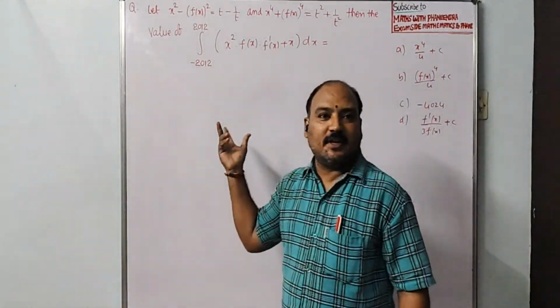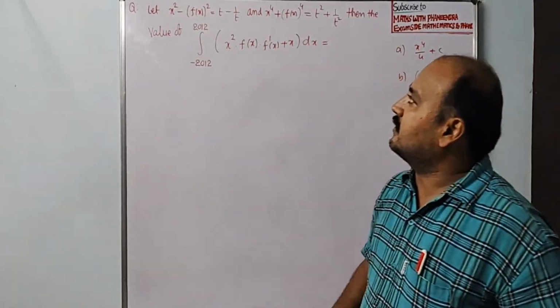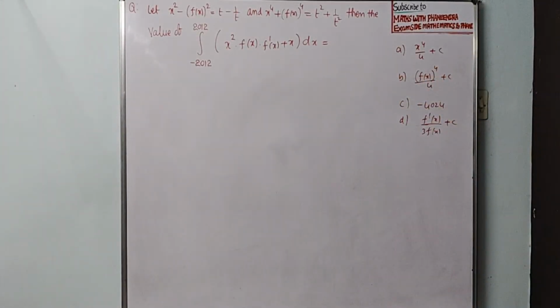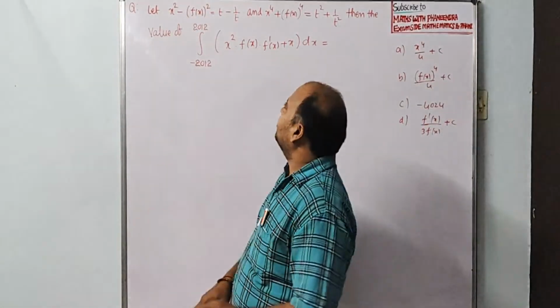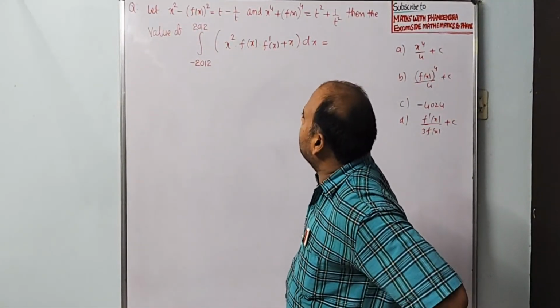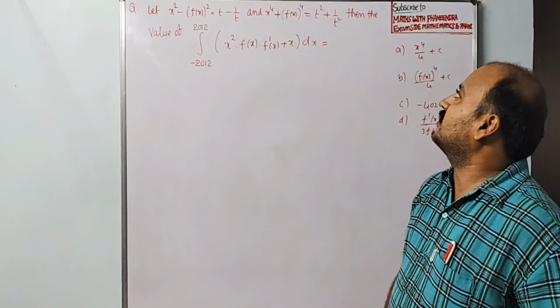This will be the second question here. Let x square minus f of x whole square, is it convenient for you, dear students? Yes. x square minus f of x whole square equal to t minus 1 by t, and x power 4 plus f of x whole power 4 equal to t square plus 1 by t square.